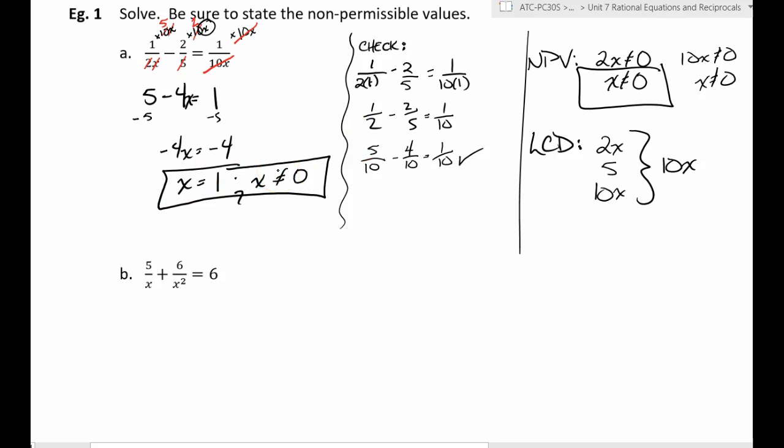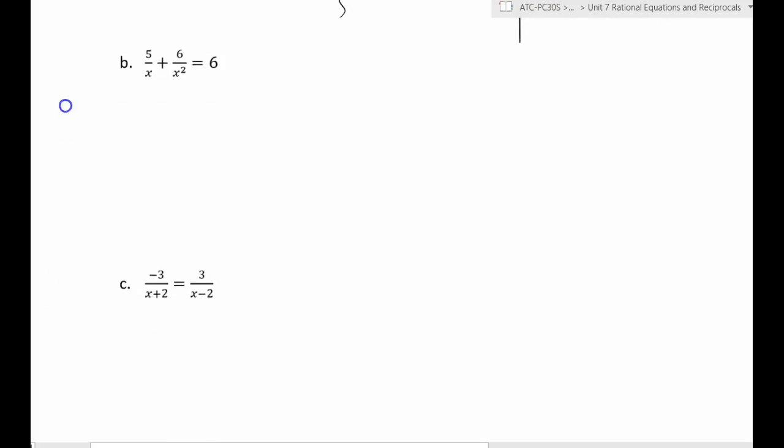So good news, we're done. So again, the key thing is that we factor our denominator and find our non-permissible values, just like you were doing with rational expressions. But then we find that lowest common denominator, and instead of making sure that we have a common denominator, we're going to use that common denominator to actually cancel them out. We're going to multiply by them. So we see that with part B.